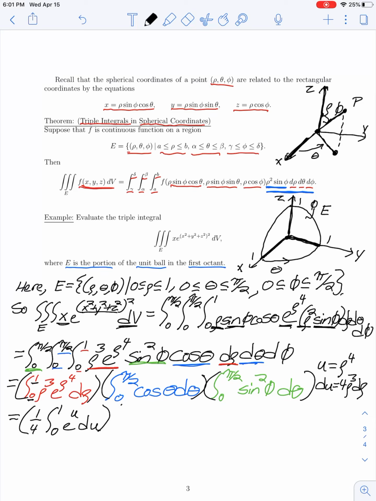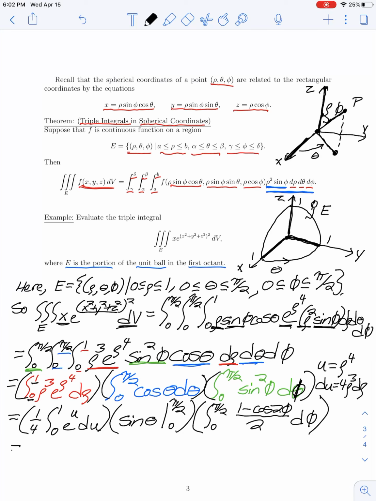Now for our next integral, we can evaluate this one directly. The antiderivative of cosine of theta is sine of theta, and we're then evaluating from 0 to pi over 2. And our last term, to integrate sine squared of theta, we have to make use of our trig identity. So we're going to rewrite this as the integral from 0 to pi over 2 of (1 minus cosine of 2 phi) all over 2 d phi here.